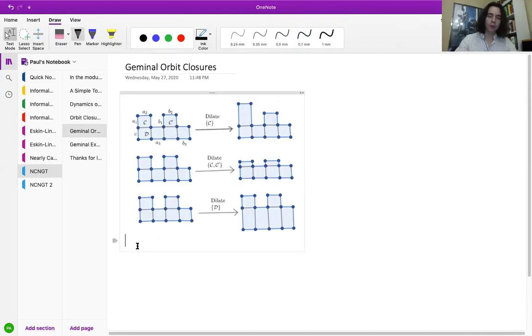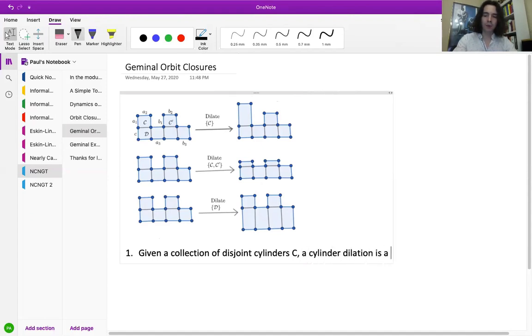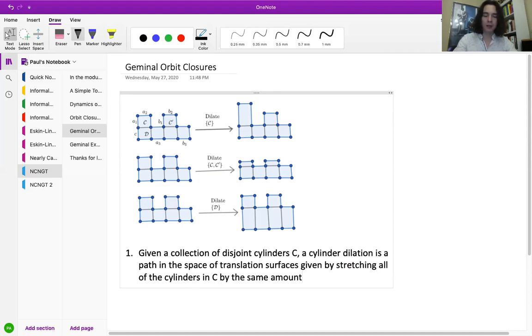So to approach the previous theorem that I just described, I want to talk about what a cylinder dilation is and what a geminal orbit closure is. So to begin, given a collection of disjoint cylinders C, we'll say that a cylinder dilation is a path in the space of translation surfaces given by stretching all of the cylinders in C, changing their heights the same amount, so scaling them by the same amount, while keeping their complement fixed. So I've drawn 3 examples here.